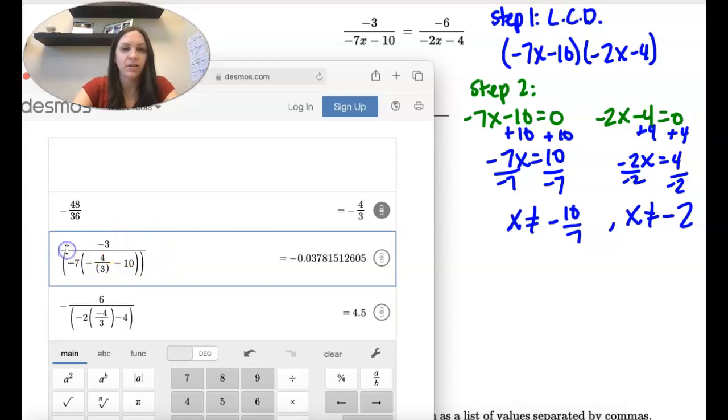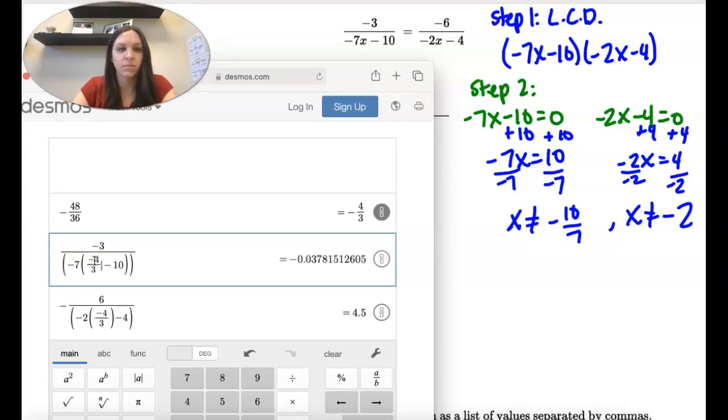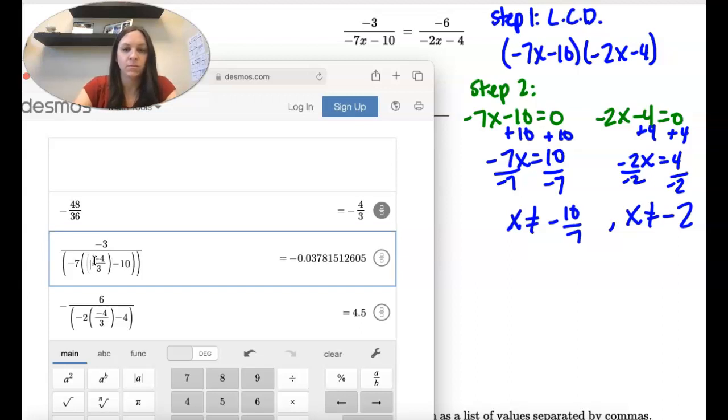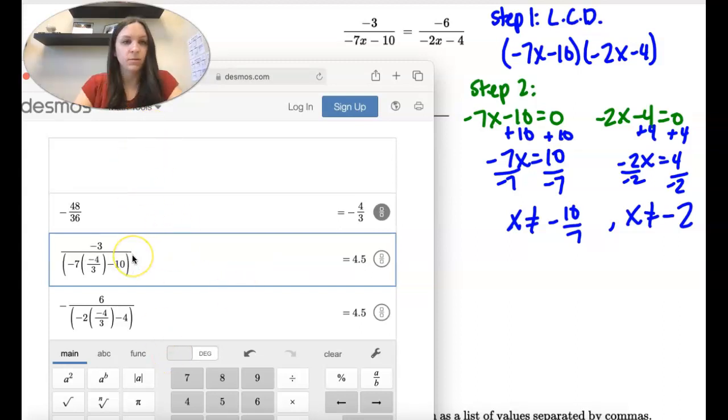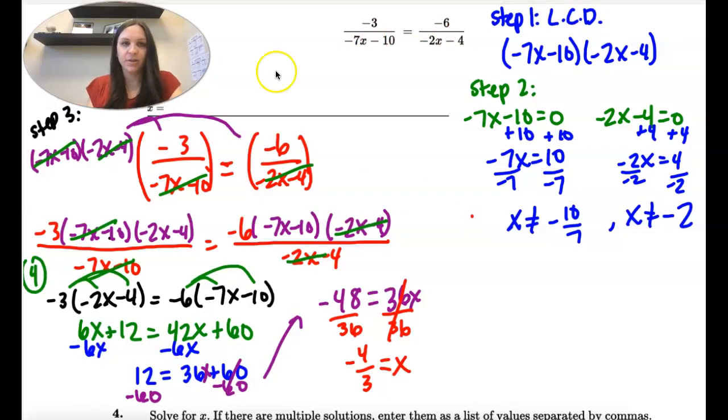Something is off here. Pretty much just how I typed it. Too many parentheses. So 4.5, 4.5. We have the same on the left and the same on the right. So that means that that is our answer. So you would type in -4/3.